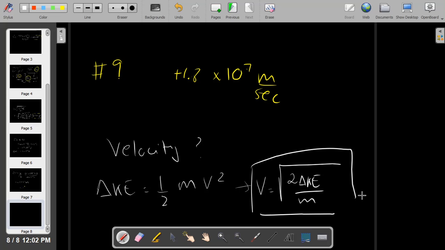So what are we missing? Well, we do have the mass. The 2 is not changing, so we're missing these. We're missing our kinetic energy. Let's find it.